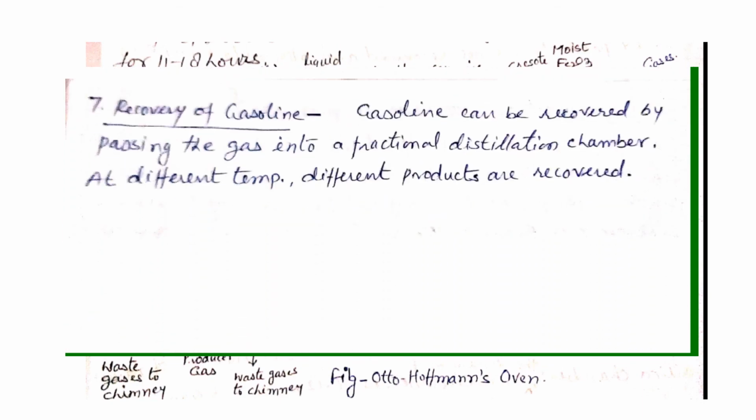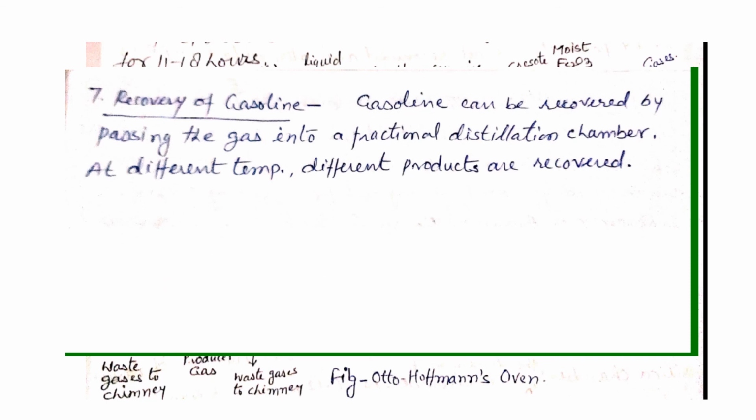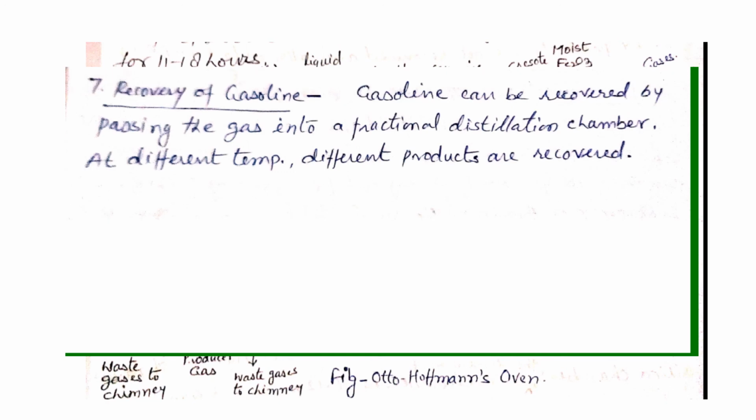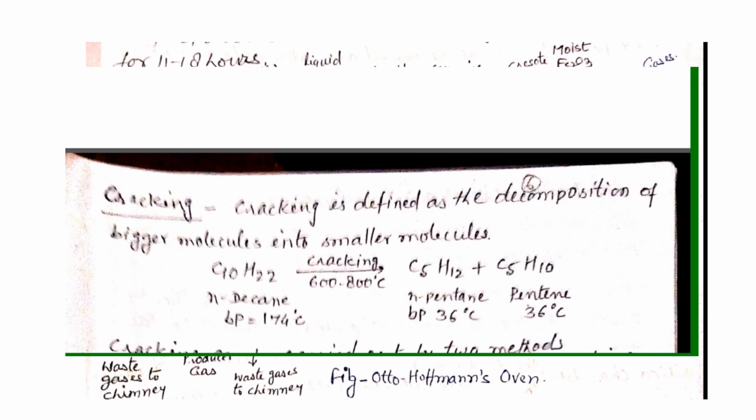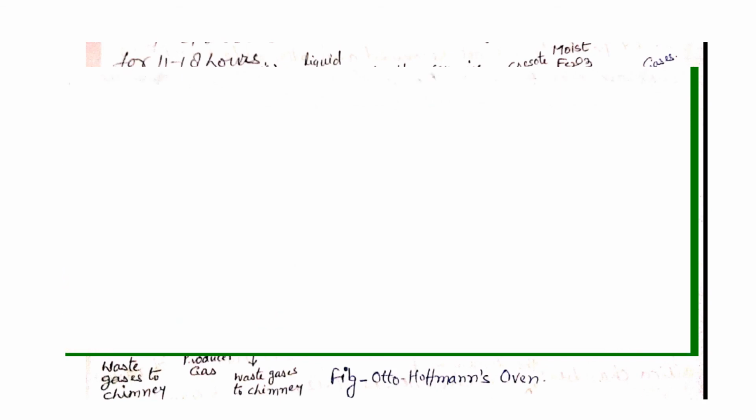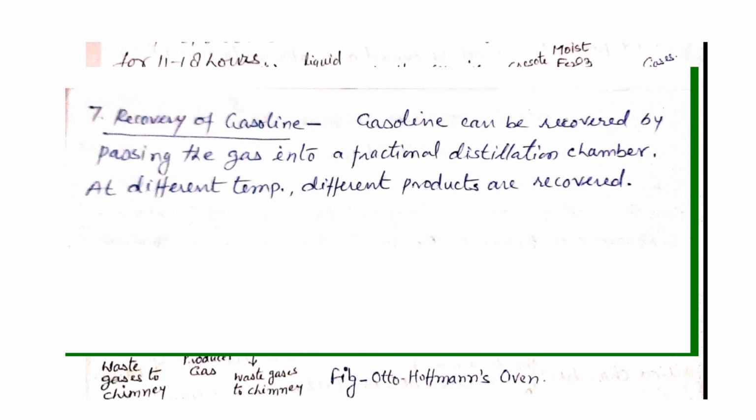Recovery of gasoline. Gasoline can be recovered by passing the gas into a fractional distillation chamber at different temperatures. Different products are recovered: hydrocarbons, carbon number 1 to 4, then petrol, carbon number 5 to 8, then diesel, 8 to 11, and then kerosene, and later heavy oil as the end product.